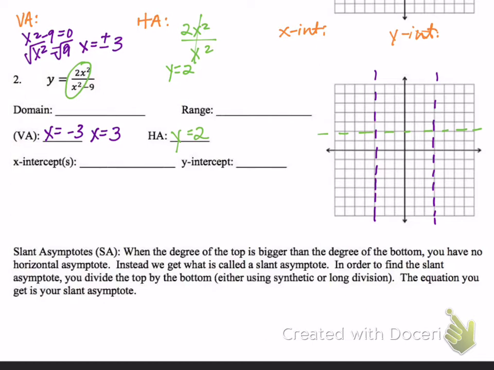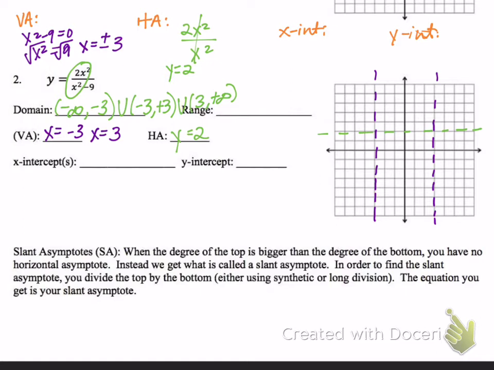Then if I were to create my domain and range, my domain is now going to have 2 unions since I have 2 vertical asymptotes. So it's going to look like negative infinity to negative 3, union, negative 3 to positive 3, union, 3 to positive infinity. So it's going to take a break at both of my vertical asymptotes. It's going to go from negative infinity, it's going to stop. Then it's going to go from negative 3 to positive 3, then it's going to stop. It's going to go from 3 to positive infinity. If you put this in your calculator, then you can see that on the graph.